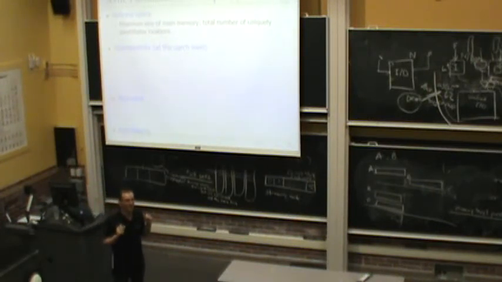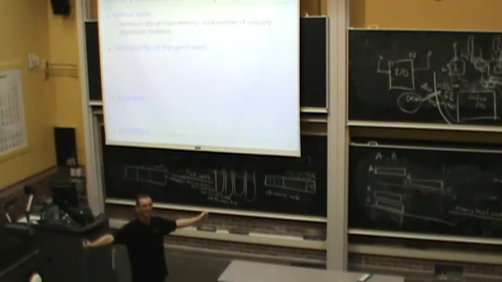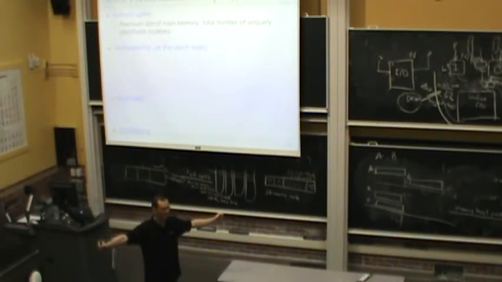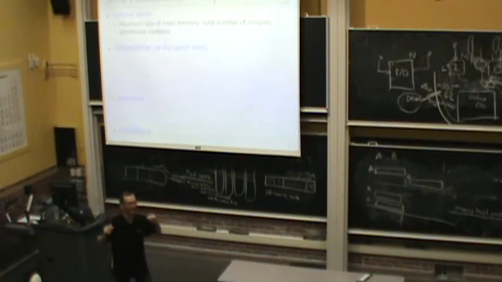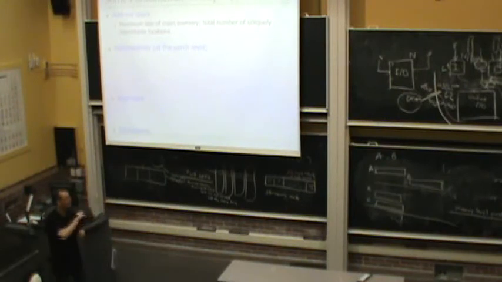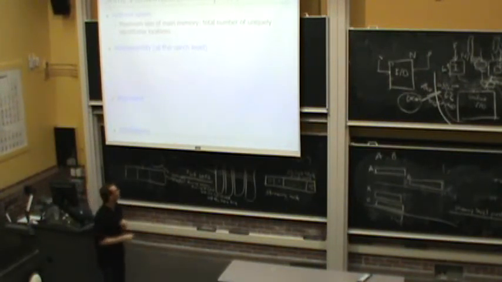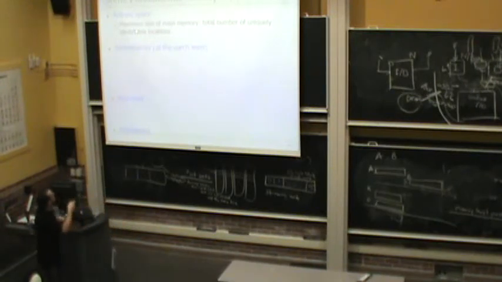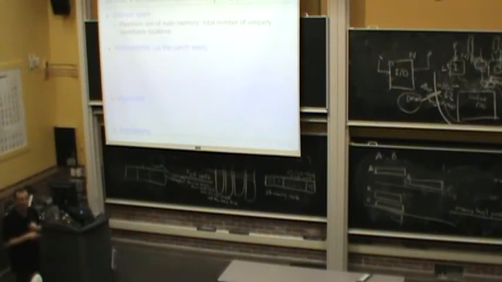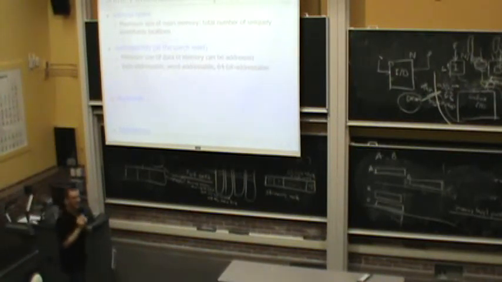Right? Your ISA can specify 64-bit address space. That doesn't mean that you have 64 bits to the 64 locations in your memory. That's a large memory. So we will get back to the concept of how do you do translation from that level into the physical address space. So I should call this really physical address space and physical addressability here. Addressability is the minimum size of data in memory that can be addressed physically.